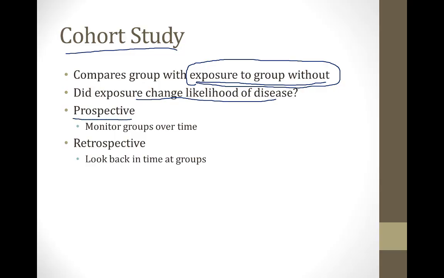Most cohort studies are what's called prospective. It means they identify patients with and without the exposure and monitor them going forward in time. Sometimes they're done retrospectively, so you can look back in time and see whether or not they had disease. Sometimes this is done if we identify smokers and go back through their charts and see whether they had pneumonia, for example, over the last 5 years.